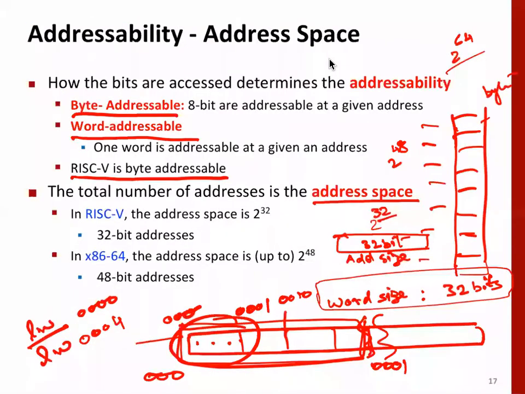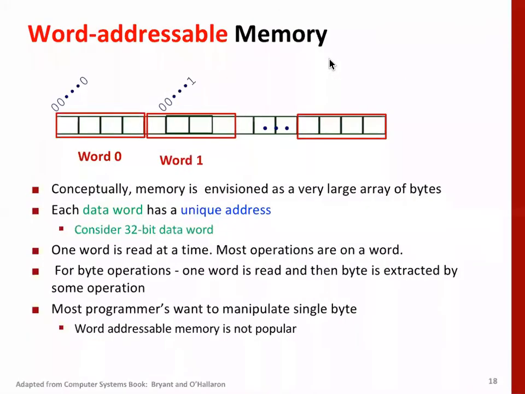Sir, could you please explain byte addressable and word addressable again? Okay, that's fine. Let's come to the second slide, and then we'll come back if you don't understand. So byte addressable means that each byte will have an address.